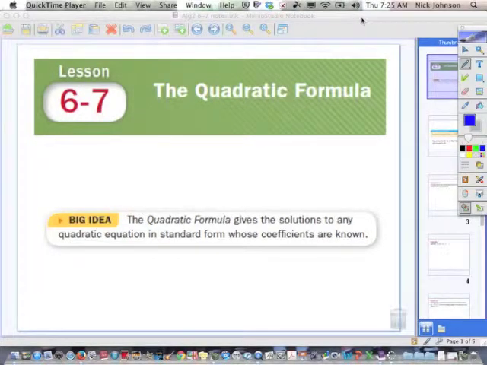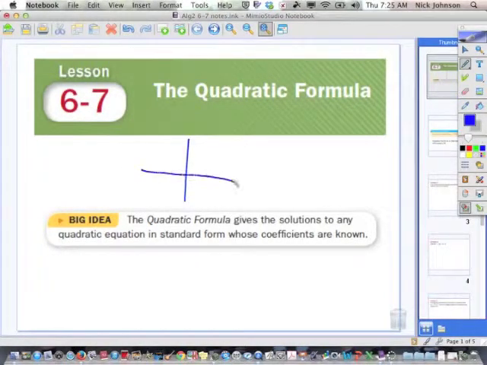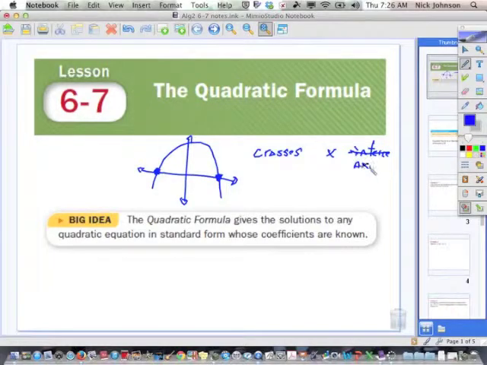The quadratic formula. The big idea is that the quadratic formula gives the solutions to any quadratic equation in standard form whose coefficients are known. So we're going to have a parabola or quadratic equation that looks like this, and there is a formula that's going to tell us our solutions to the problem. Our solutions are found wherever it crosses the x-axis, which means they are x-intercepts. So wherever it crosses the x-axis are solutions to our quadratic equation.